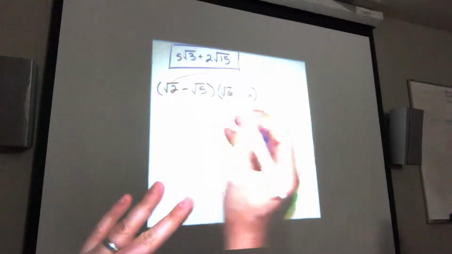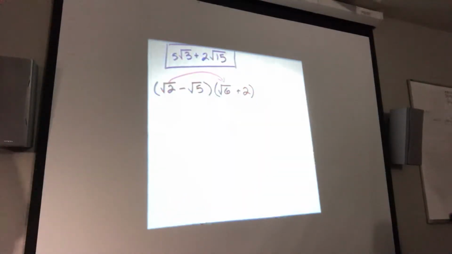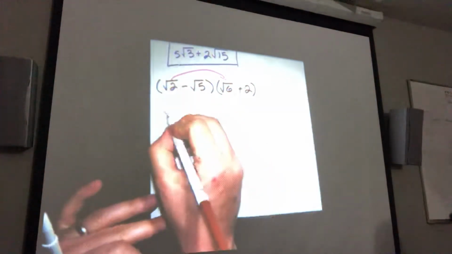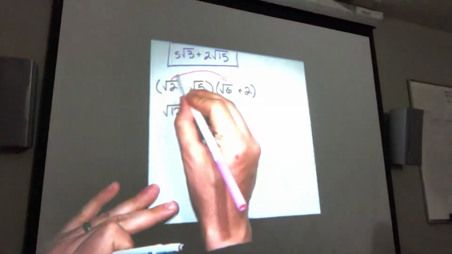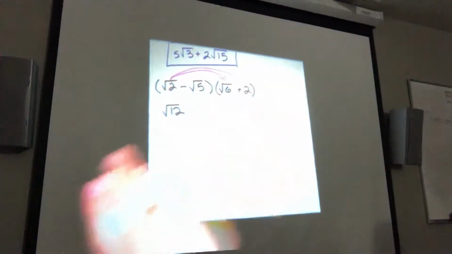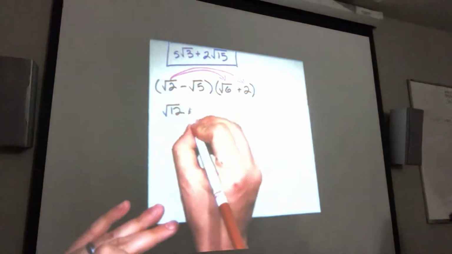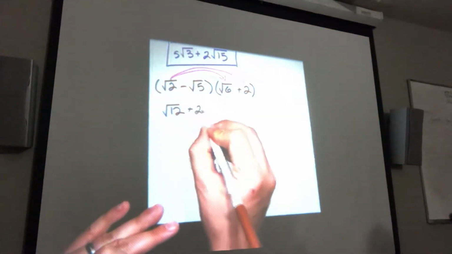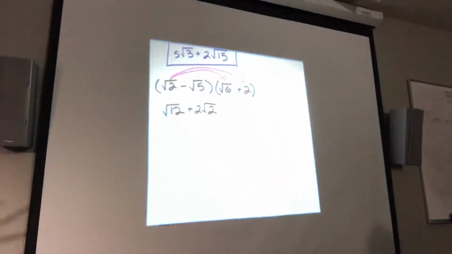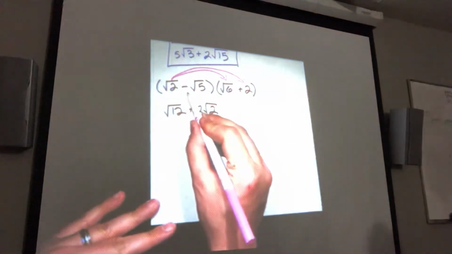Root 2 times root 6 is going to be? Root 30. No. Root 12. Root 12. Sweet Jesus. And then we will distribute the root 2. Root 2 times 2 is going to give us? 2 root 2. Good. Okay. Halfway there, the square root of 2 has been properly distributed. Moving on. Negative root 5.